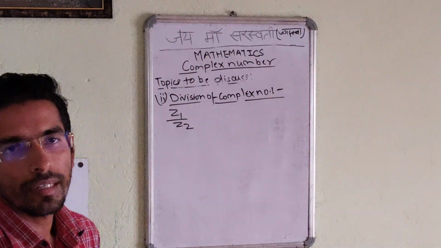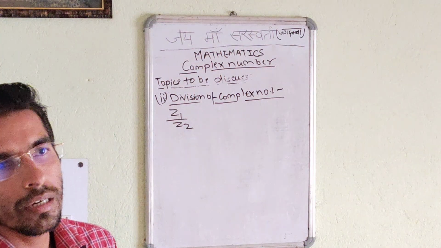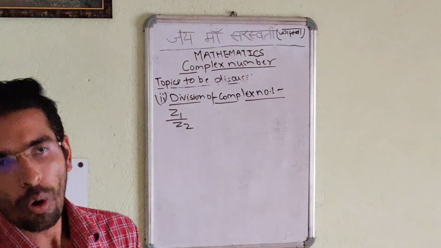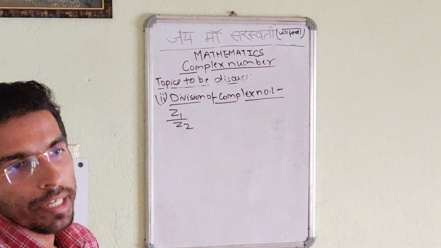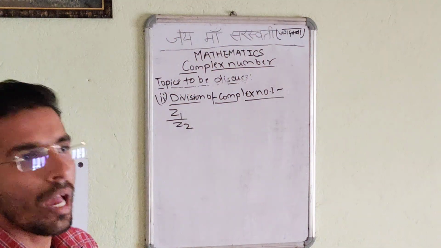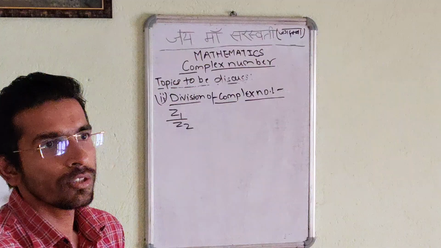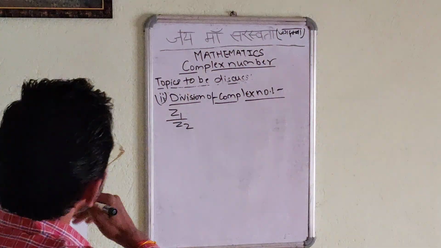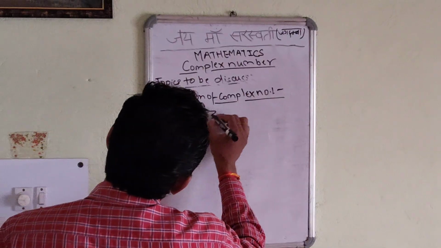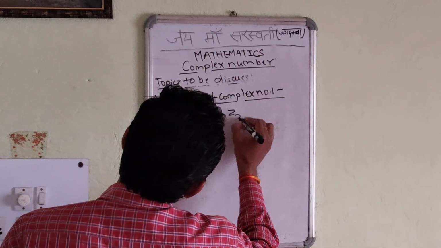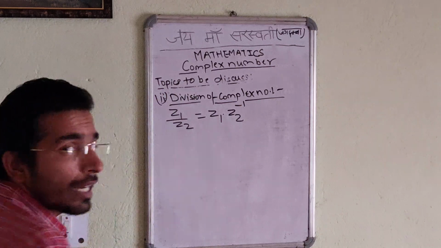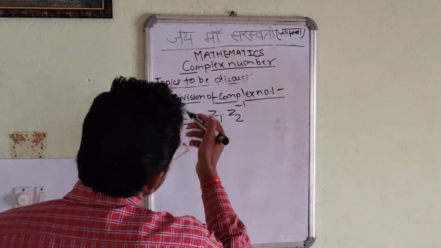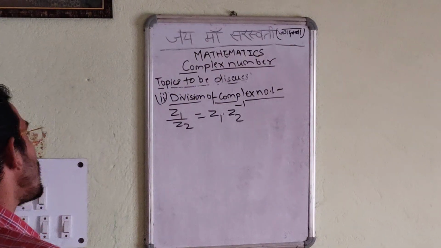In the case of division, we write the numerator on the top side and the denominator on the bottom side, and we separate the numerator and the denominator by a dividing line, that is z1 by z2. We can also write it as z1 into z2 inverse, because z2 inverse is 1 by z2.